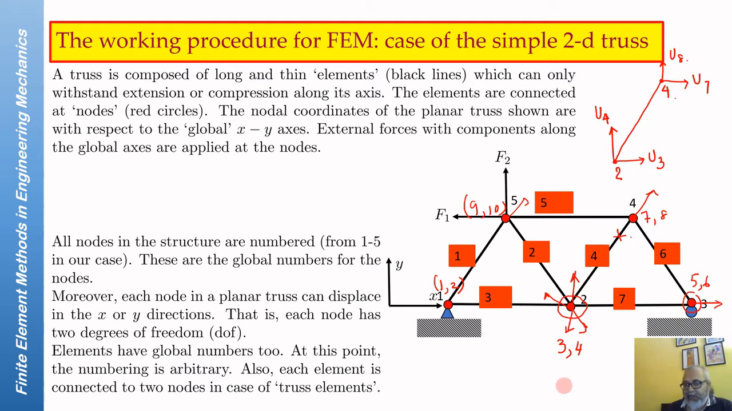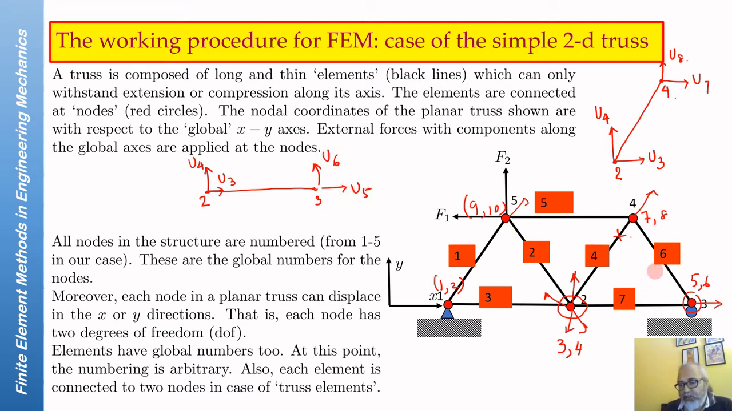Okay, if I had separated out, let's say, element number 7, then for element number 7, this node's global node number is 2, and here the global node number is 3. So here you would have U3 and U4, and this is node number 3. You would have U5 and U6.